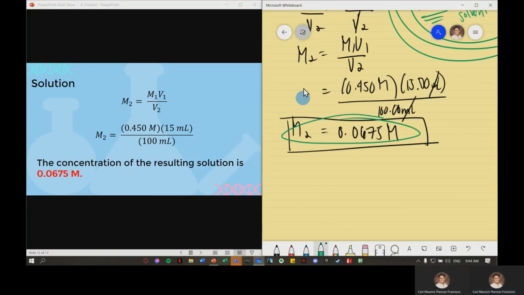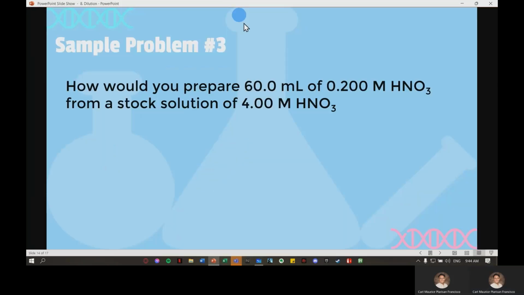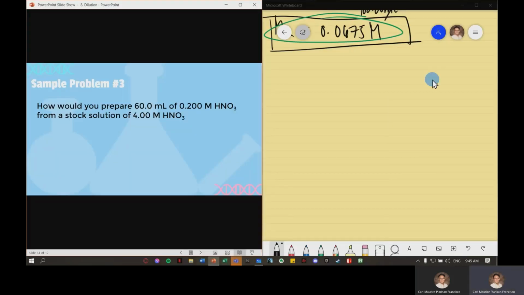Okay? Alright. Let's have another example. How would you prepare 60.0 milliliter of 0.200 molar nitric acid from a stock solution of 4.00 molar nitric acid? So let me write the given.